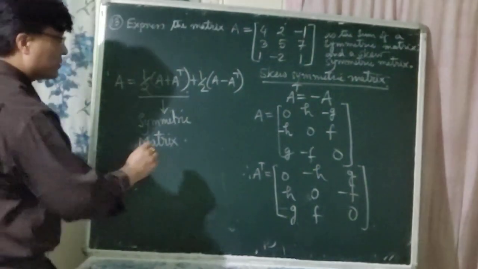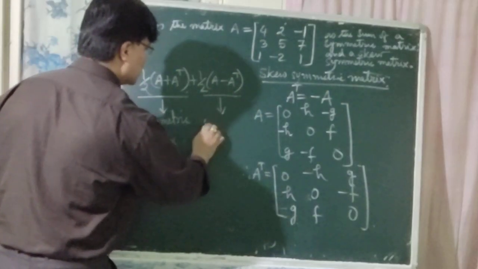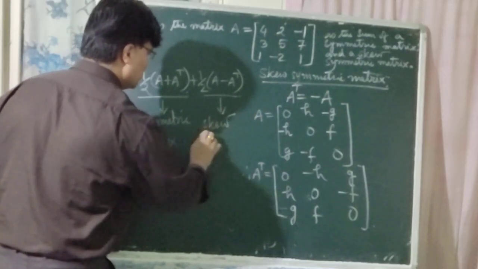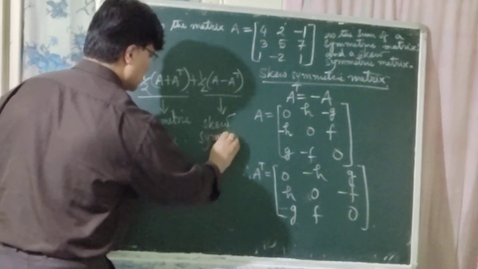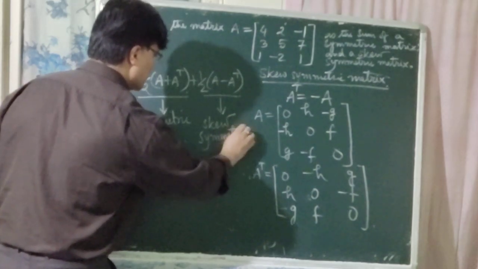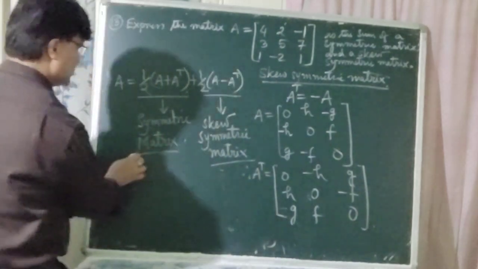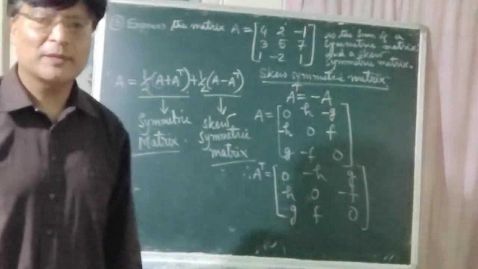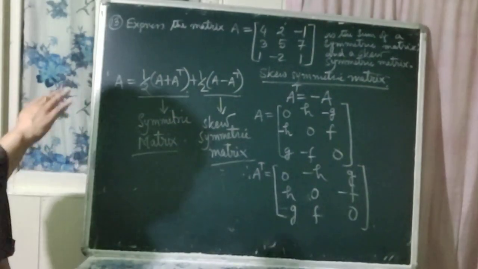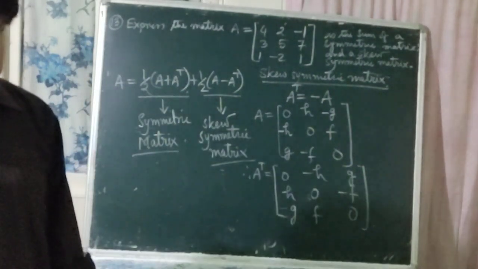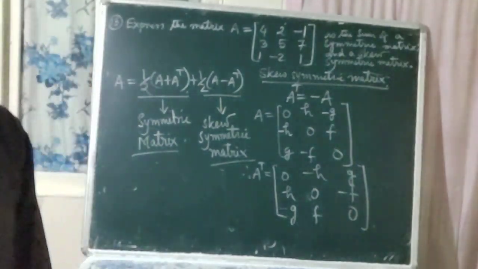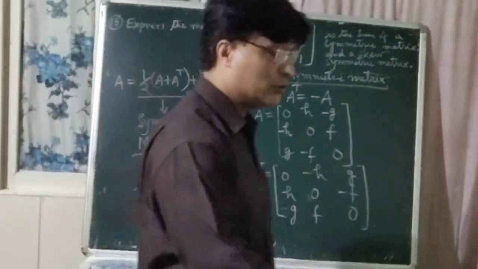This will be your symmetric matrix, and this is your skew symmetric matrix. Is that clear to all of you? So this is the theoretical part of the symmetric matrix and skew symmetric matrix. Now let's do the problem.